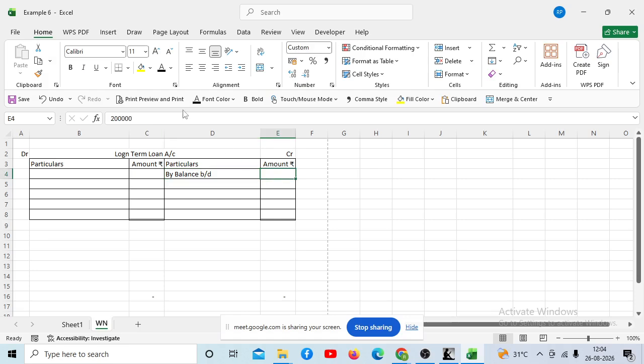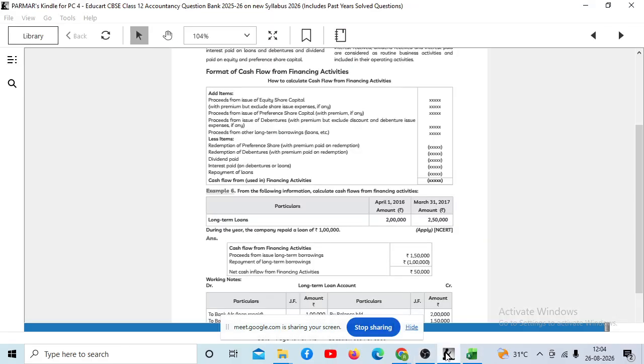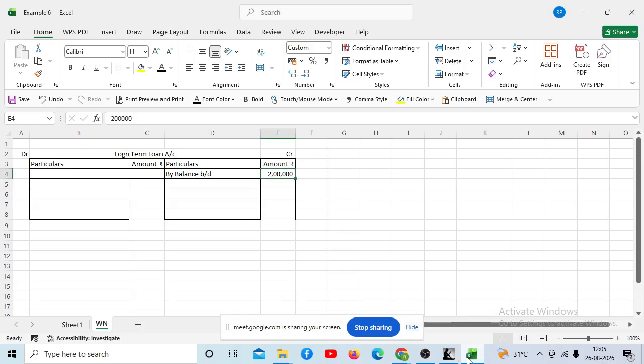Okay. Balance brought down. The amount is 2 lakh. Now we will see what is the closing balance, right? So what is the closing balance? 2 lakh 50, right? Yes. So since the opening is on the credit side, closing will be on the debit side. Okay, any doubt?